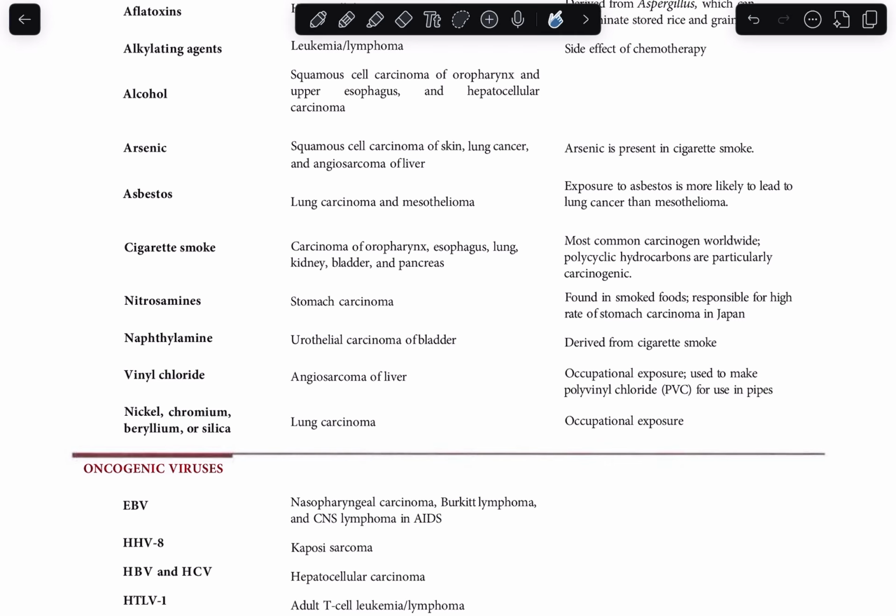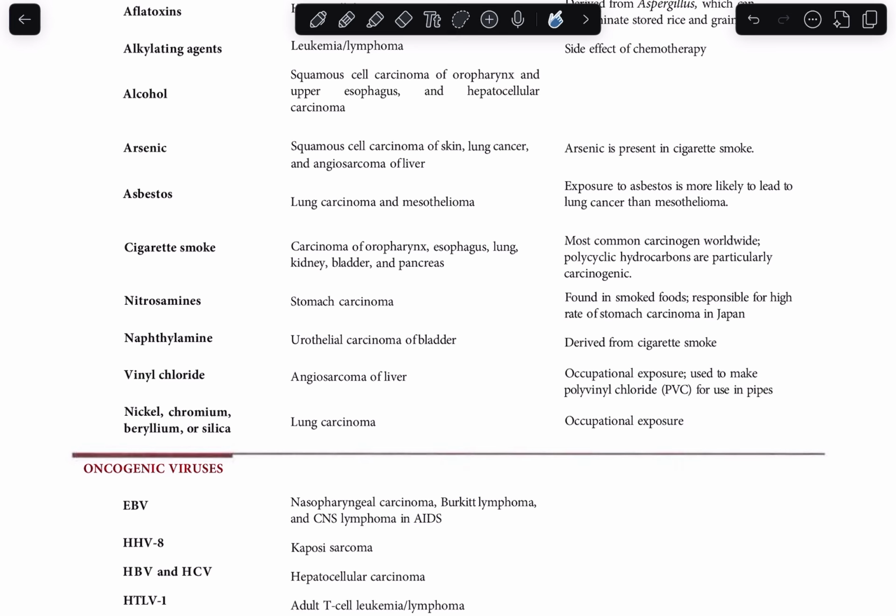Cigarette smoke is associated with carcinoma of the oropharynx, esophagus, lung, kidney, bladder, and pancreas. It is the most common carcinogen worldwide. Polycyclic hydrocarbons are particularly carcinogenic. Nitrosamines, associated with stomach cancer, are found in smoked foods and are responsible for a high rate of stomach carcinoma in Japan. Naphthylamine is associated with urothelial carcinoma of bladder, derived from cigarette smoke.